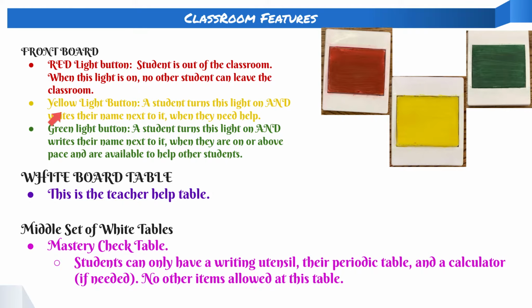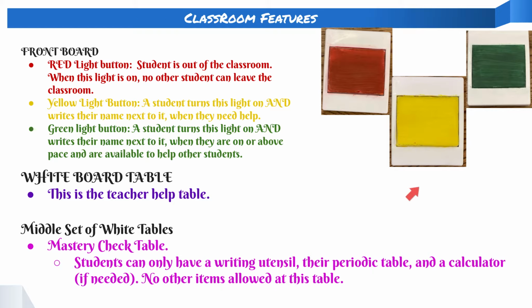For the yellow light, a student turns this light on and writes their name next to it when they need help. Different students will be in different locations, and I may be helping another student. If they have a question or concern while I'm helping someone else, they can turn the yellow light on and write their name under it so that I know they need help, and they don't have to keep their hand raised. The green light button is for when a student is on pace or above pace with all of their work and is available to help other students understand the lessons. They can turn the green light on.